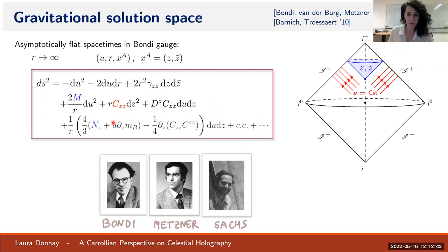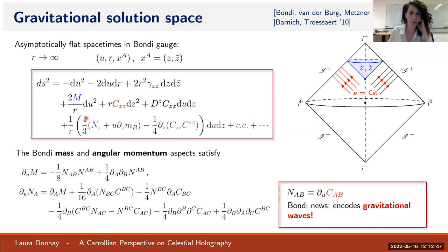And you can see that there are two quantities here in blue. These are the so-called Bondi mass and angular momentum aspect, M and N. This is N_z, but there is also N_z bar, which is encoded in these complex conjugate terms here. And Einstein's equations impose some constraint equations on these quantities, namely their evolution is dictated by these two equations. The explicit form is not very important, but these functions are constrained to obey these evolution equations.